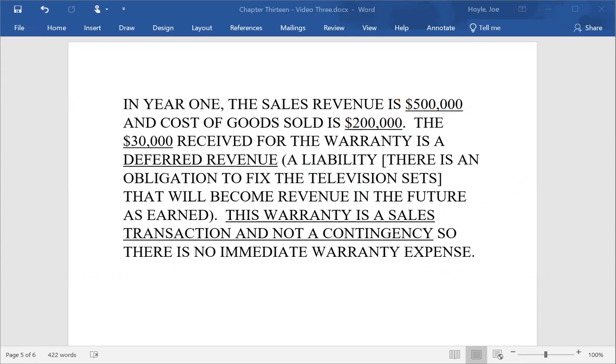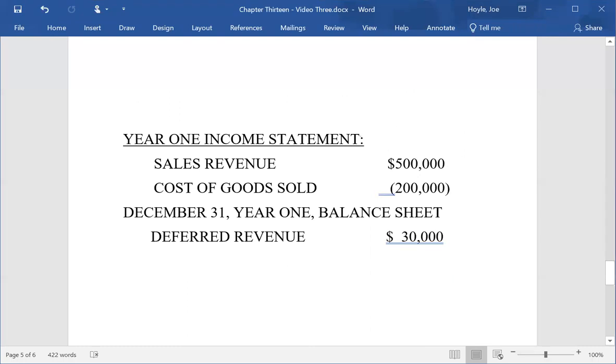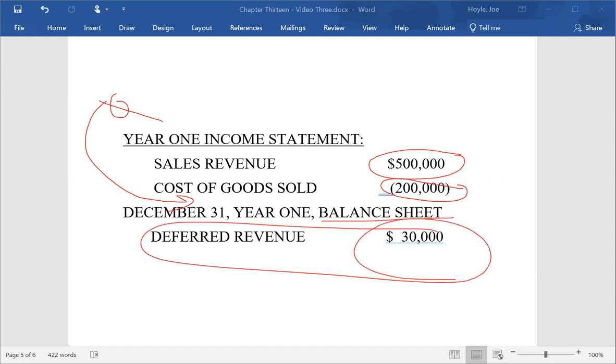It's a sales transaction. For that reason, when we go to year two, you have 500,000 sales revenue for the televisions. You have cost of goods sold of 200,000, and there is no warranty expense at all recorded. Why not? Because it's not a contingency. It's a sales transaction where the work is going to be done in year two. So to show that amount of revenue that you're going to recognize on the balance sheet, under the liabilities, you'll record a deferred revenue of $30,000.